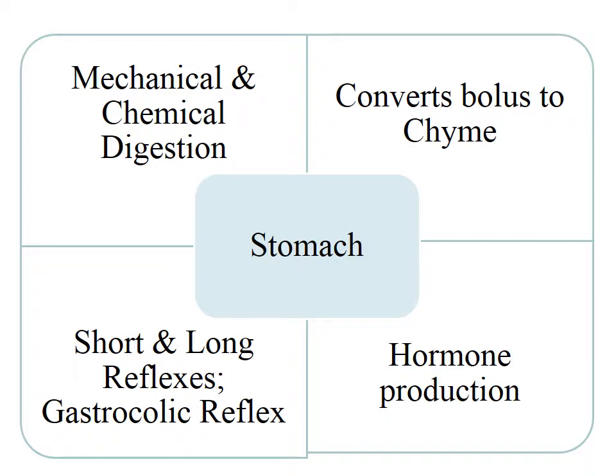It receives a bolus, secretes and mixes in a special way by churning. Once finished, the bolus is liquefied into chyme, which begins to enter the duodenum. The stomach will secrete hormones for coordination of itself and some other organs. It also triggers a reflex called the gastrocolic reflex.